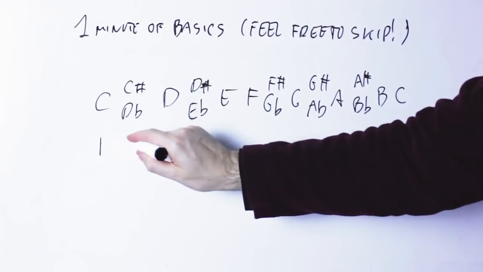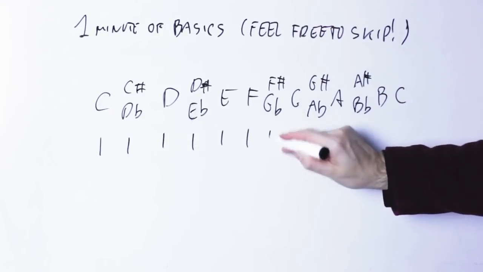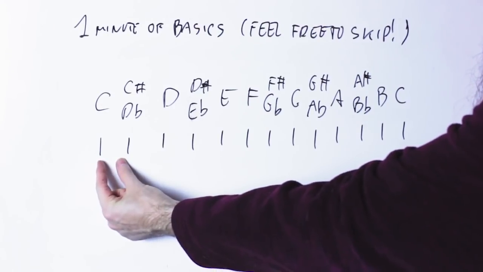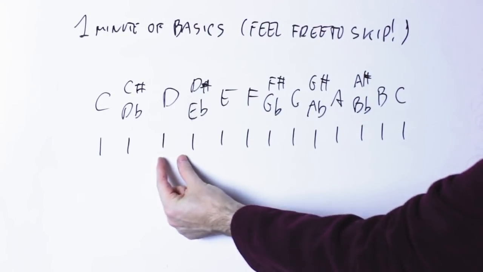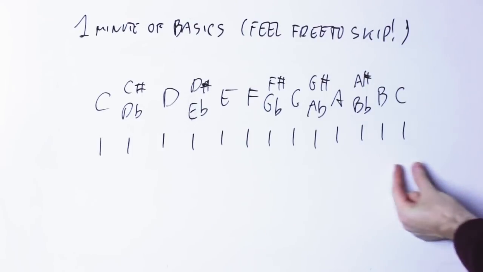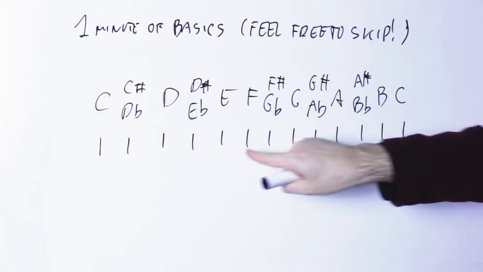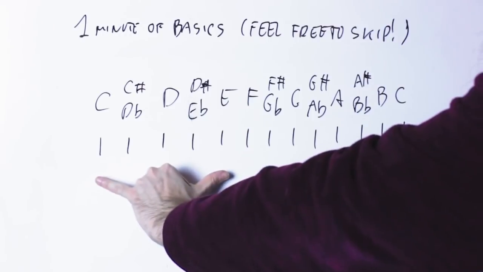Well, all the notes I wrote here are at the exact same distance with each other. That is, the distance between C and C sharp is the same distance between C sharp and D, is the same distance between D and D sharp, and so on and so forth. It would seem natural to simply count how many of those there are from one note to another.